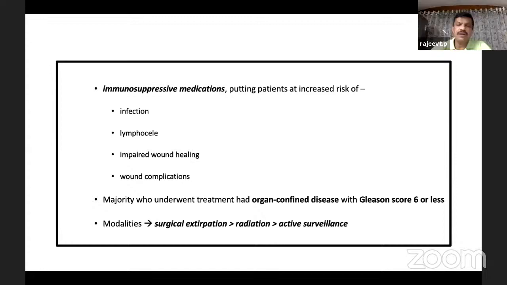So the majority who, in the literature, are reported to have undergone treatment for prostate neoplasia have organ-confined disease with Gleason score less than 6. Modalities are surgical extirpation, radiation, or one can go for active surveillance.